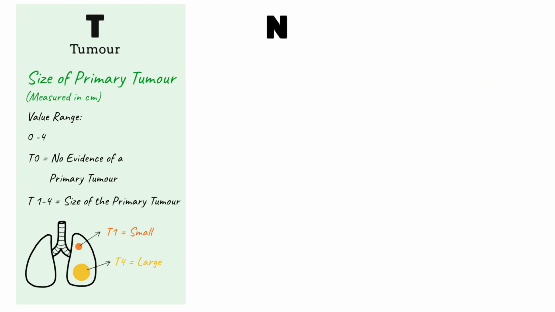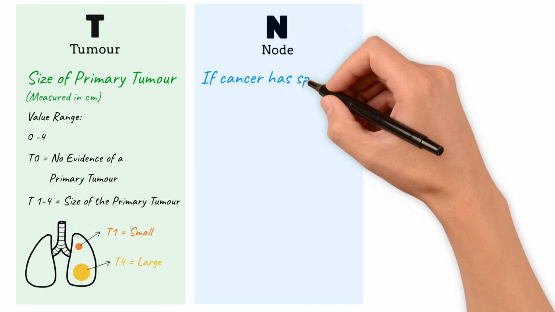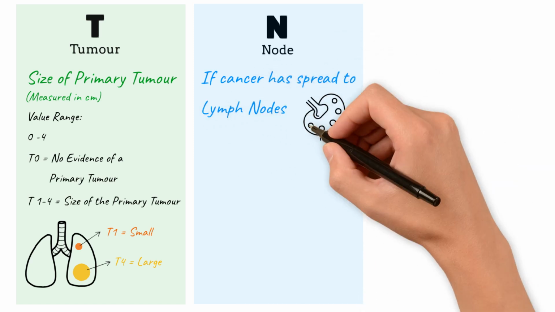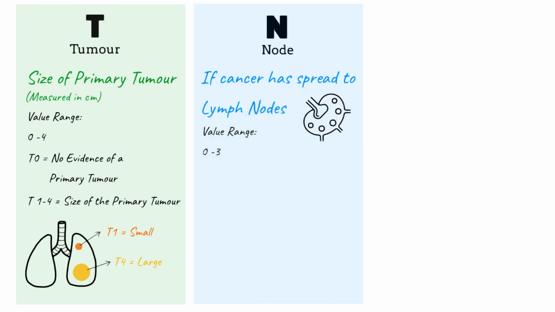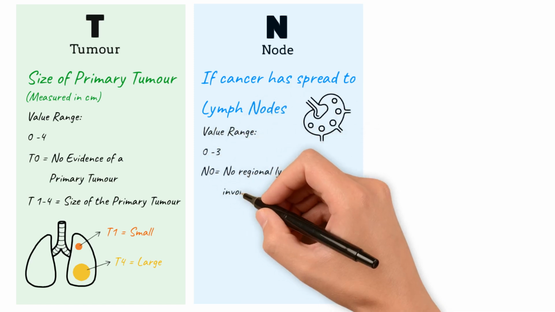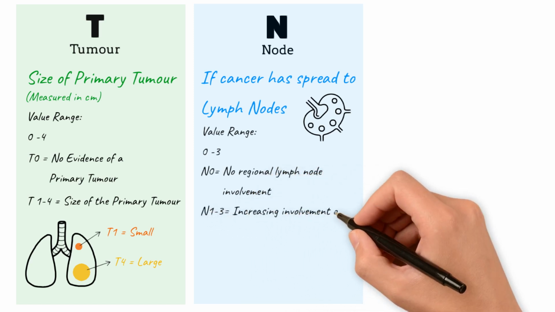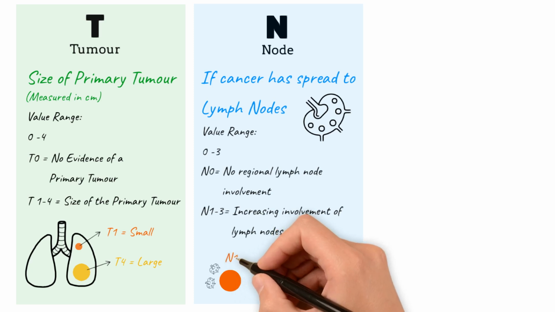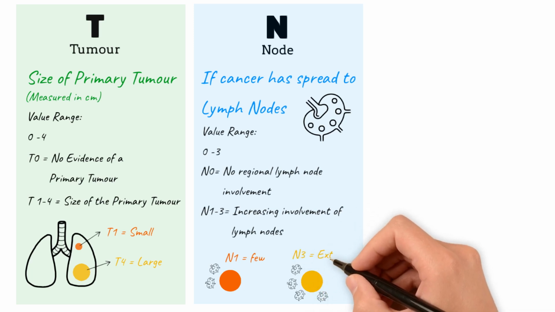N stands for nodes. This describes whether the cancer has spread to nearby lymph nodes. Lymph nodes are small bean-shaped structures that are part of the body's lymphatic system and can have a range from 0 to 3. N0 means no regional lymph node involvement, whereas N1 to N3 indicates increasing involvement of lymph nodes. For example, N1 might mean a few cancerous nodes close to the tumor, while N3 indicates more extensive lymph node involvement.